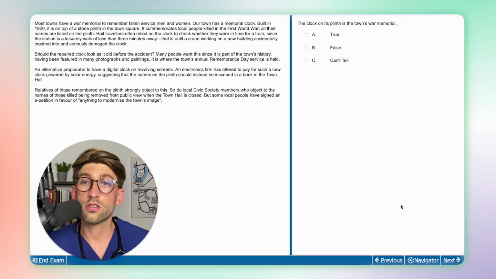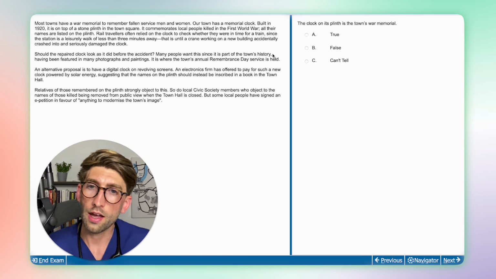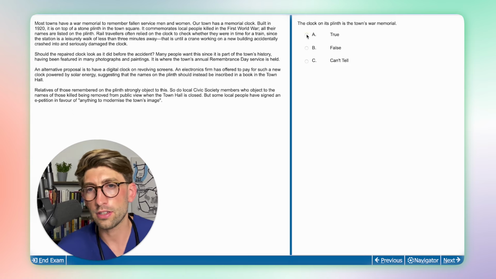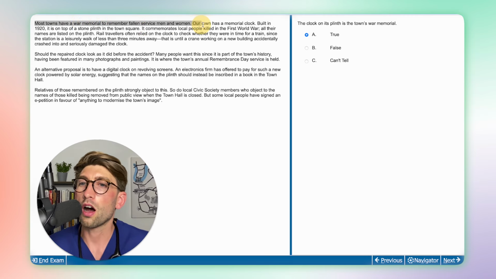Okay, second question. So the clock on its plinth is the town's war memorial. Okay, so this one I believe is true because, let's have a look. So here we go. Most towns have a war memorial to remember fallen servicemen and women. Our town has a memorial clock. This follows, right?